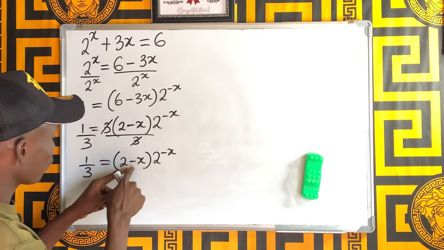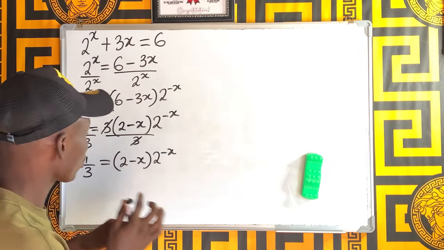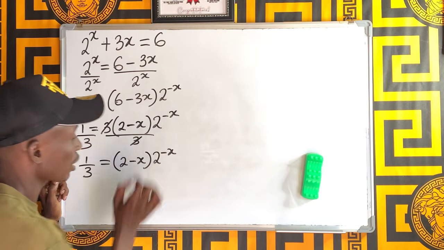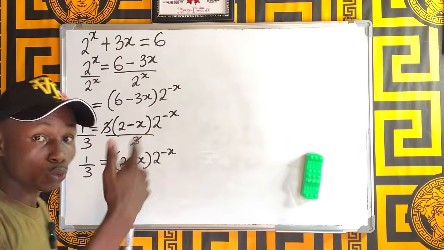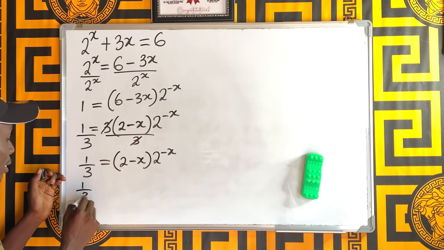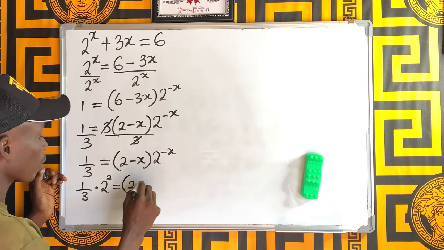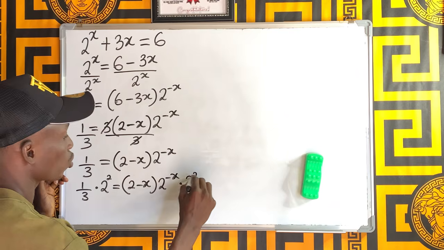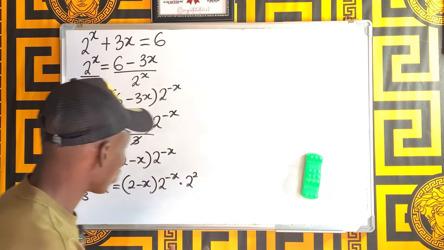Now in the parentheses we have 2 minus x, and here we have minus x at the exponent. We want what is inside the parentheses to be equal to the exponent. For us to achieve that, we multiply both sides by 2 raised to the power of 2. So 1 divided by 3 multiplied by 2 raised to the power of 2 is equal to 2 minus x multiplied by 2 raised to the power of minus 2 multiplied by 2 raised to 2.